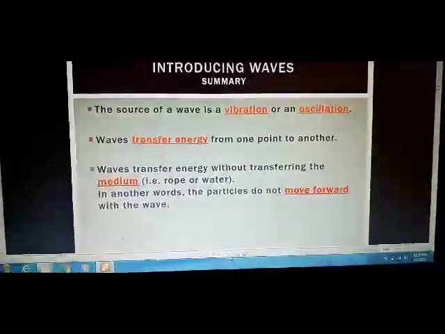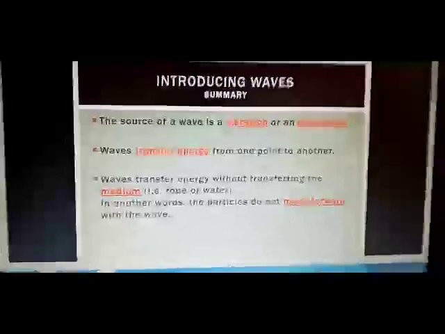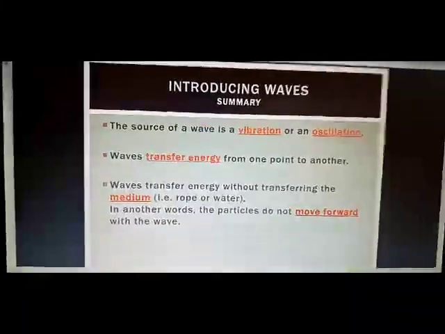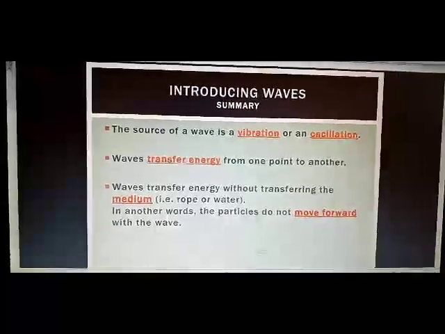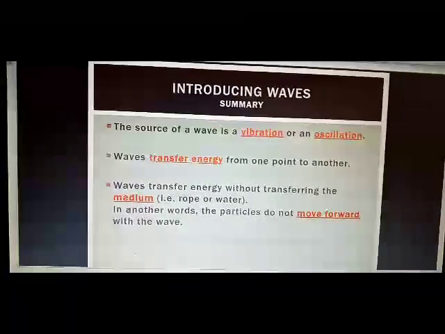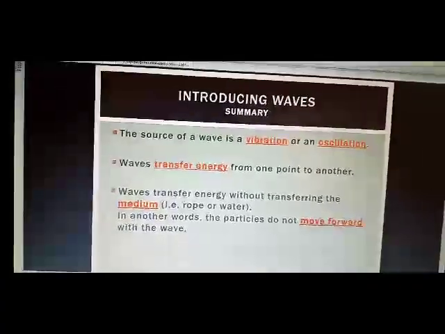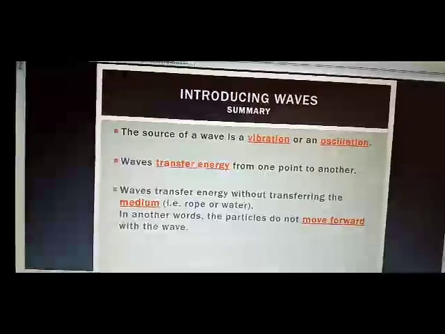Now next, what have we done up to now? Let's summarize it. First, we have discussed the source of a wave. It is a vibration or oscillation. And second, a wave transfers energy from one point to another. They transfer energy without transferring the medium. In other words, the particles do not move along, they just move with the waves forward.